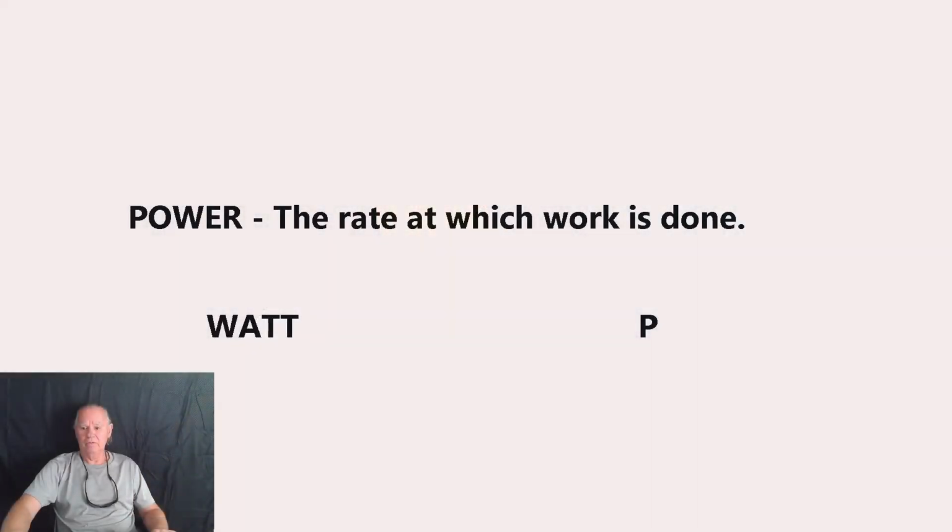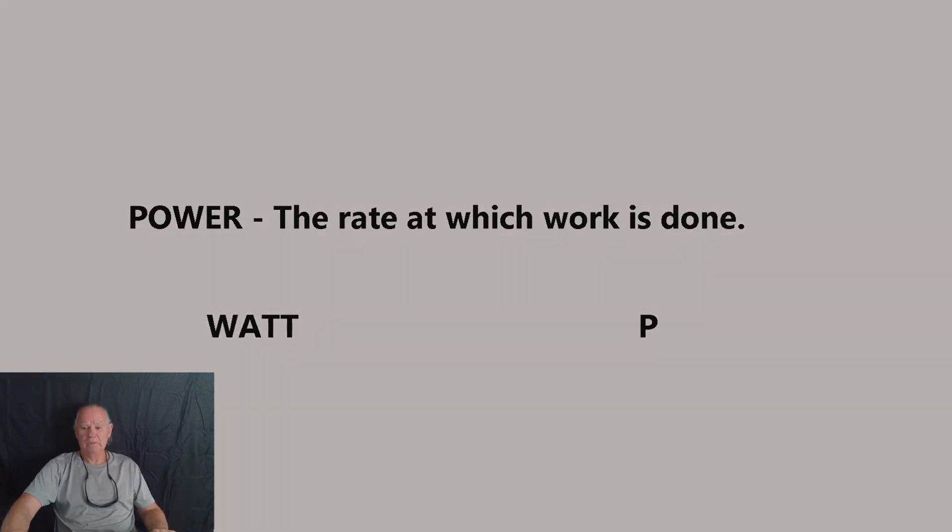The last component in Ohm's Law that we're going to discuss today is power. And power is the rate at which work is done. The unit of measure is the watt, and the symbol for Ohm's Law that we will use here is P. Every once in a while you will see someone that uses W, but the mainstream is P for power.